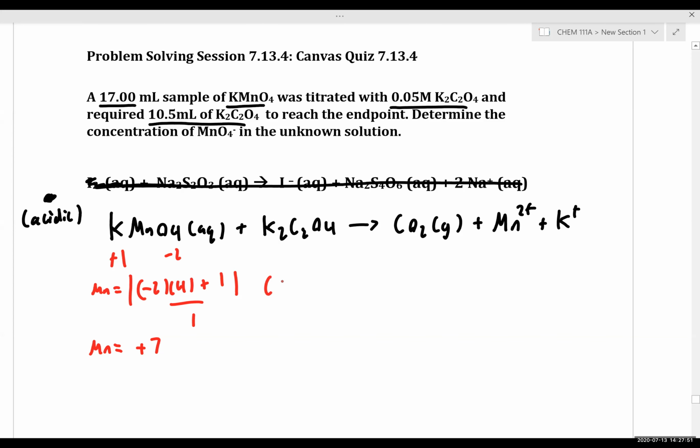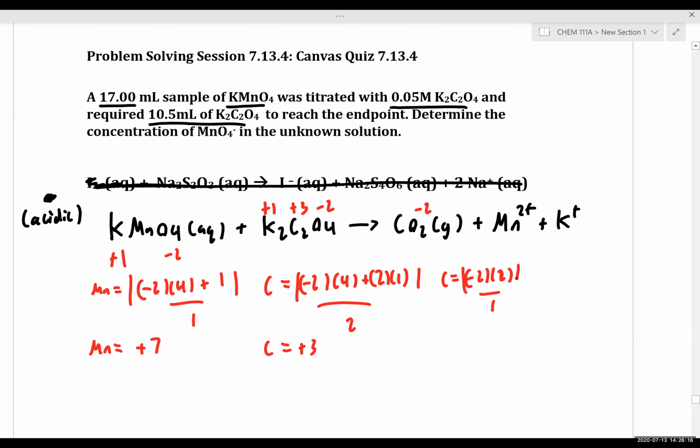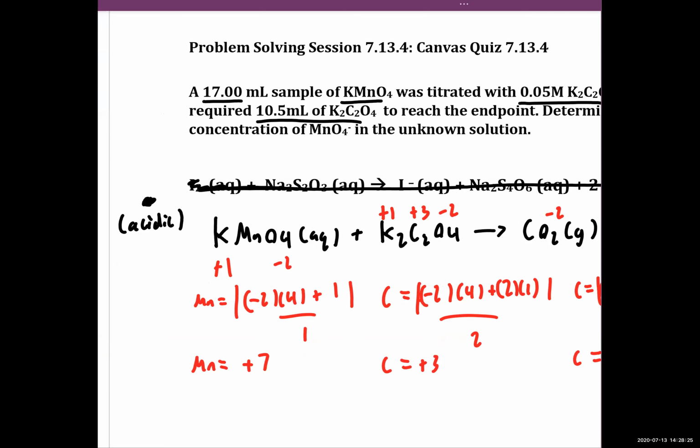For carbon, we have -2 for oxygen times 4 plus 2 times 1 for the 2 potassiums over 2. That gives us an oxidation number of carbon of +3. In carbon dioxide, carbon is -2 times 2 over 1, which gives us an oxidation number for carbon of +4. For manganese, we have an oxidation number of +2.